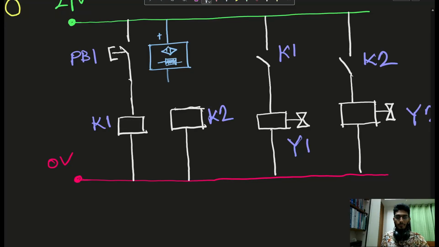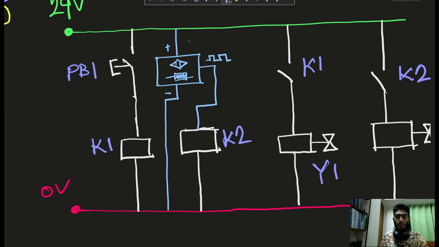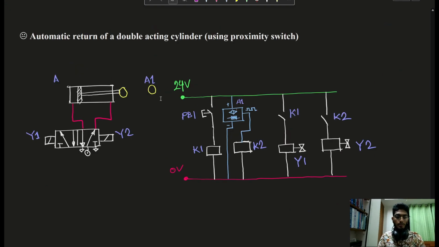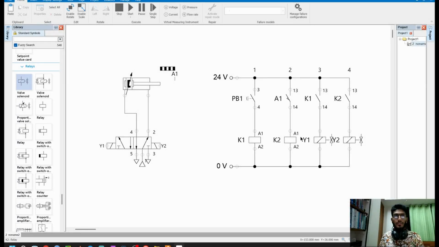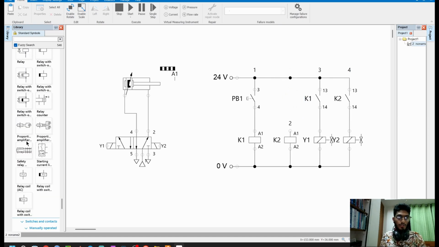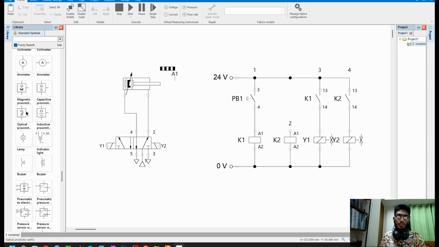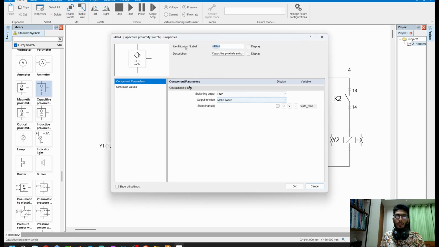This one is positive, this side is negative, and this side is the signal which is going to the K2 relay. And one thing is that this proximity sensor will sense the A1 position. So now let's see in the FluidSIM software. So I have my previous circuit. I just have to change this part. I need a proximity sensor. I have 4 proximity sensors. I'm going to choose this capacitive proximity sensor. You can choose any of them. And this proximity will sense the A1 position.